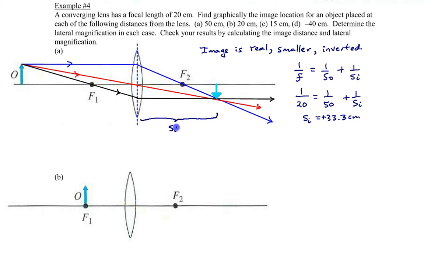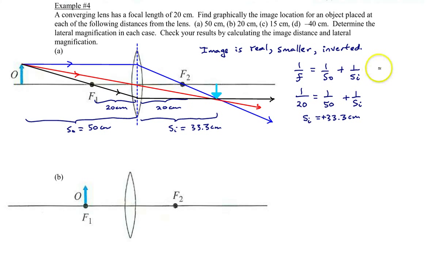SI should be coming out to roughly 33.3 centimeters. SO, by the way, is the distance from the object to the middle of the lens, and that was initially stated as 50 centimeters. And the focal length for here and here are both 20 centimeters. So just so you get a little bit of perspective in terms of the distances.